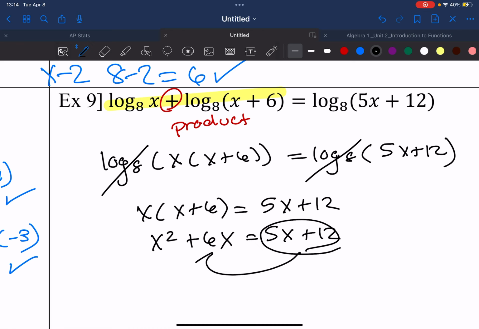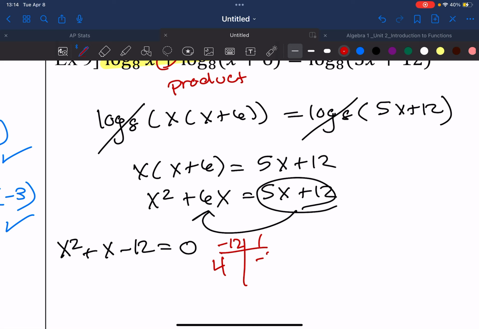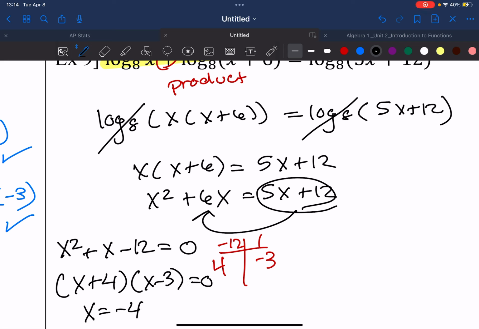I'm going to move these over to the other side so I can get it equal to 0. So x squared plus x minus 12 is equal to 0. So I need two numbers that multiply to negative 12 but add to 1. Those two numbers would be 4 and negative 3. So I have x plus 4, x minus 3 equals 0. So x is equal to negative 4 and x is equal to 3.